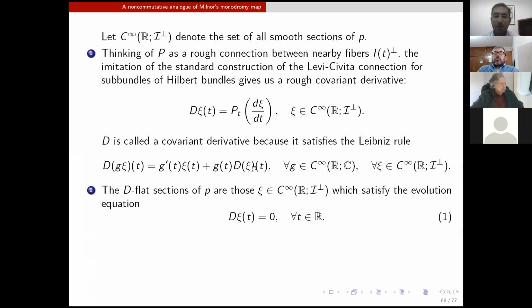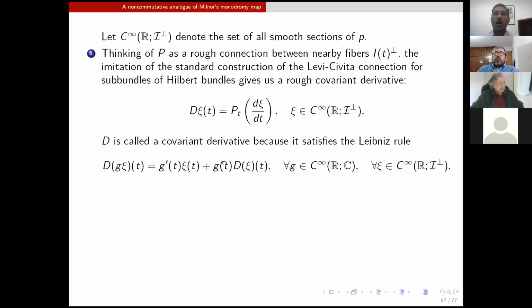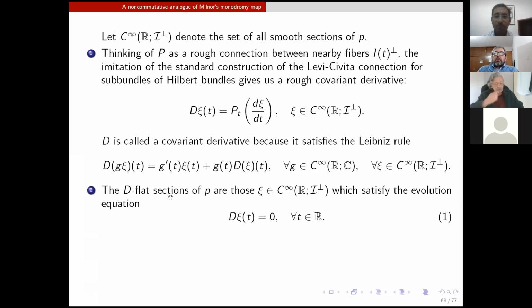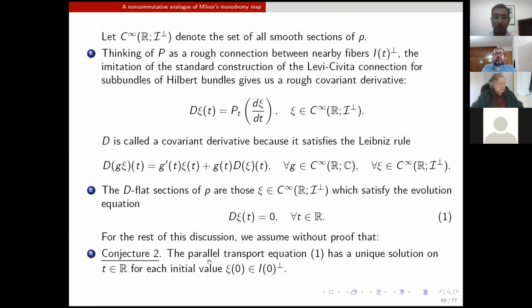So it has Leibniz properties, so you can make sense of, okay, look how the apparatus of the ideas of differential geometry work. So you have a covariant derivative, you can make sense of flat sections. The flat sections are those smooth sections such that this value is always 0 for them. In other words, those sections are your smooth fiber bundle, which always live in I perp. So they are called flat sections. So whenever you have flat sections, you can make sense of holonomy, right? You can make sense of parallel transport and holonomy.